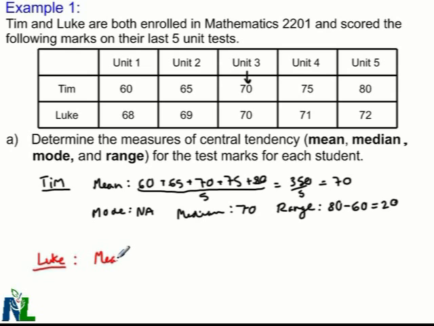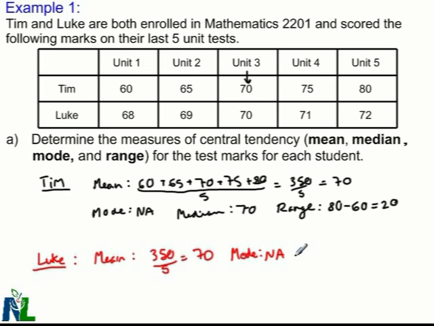If I add up all the values for Luke, I would see that they would also add to 350. Luke has 5 test marks as well, which gives him a mean of 70. Again, we don't see any repeating values in the list for Luke. That means that he wouldn't have a mode, so it wouldn't be available. So NA is fine there, or you could say no mode.